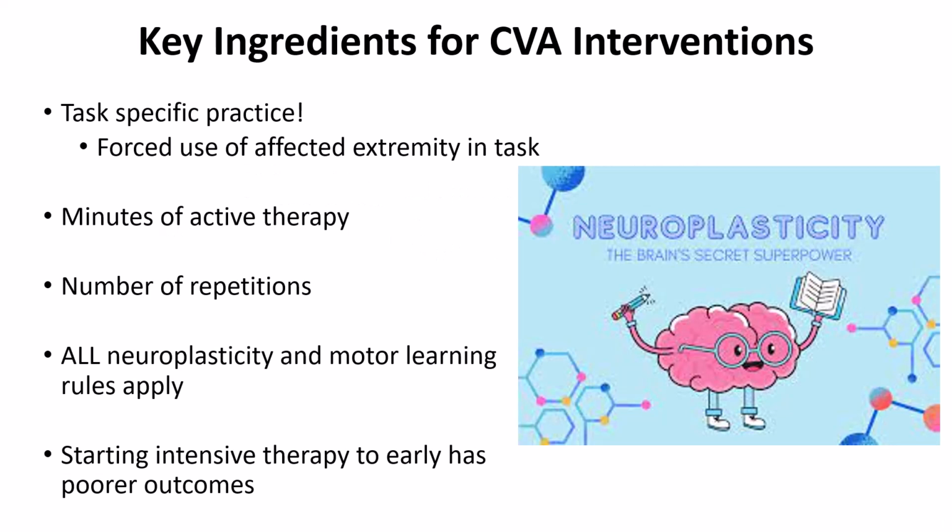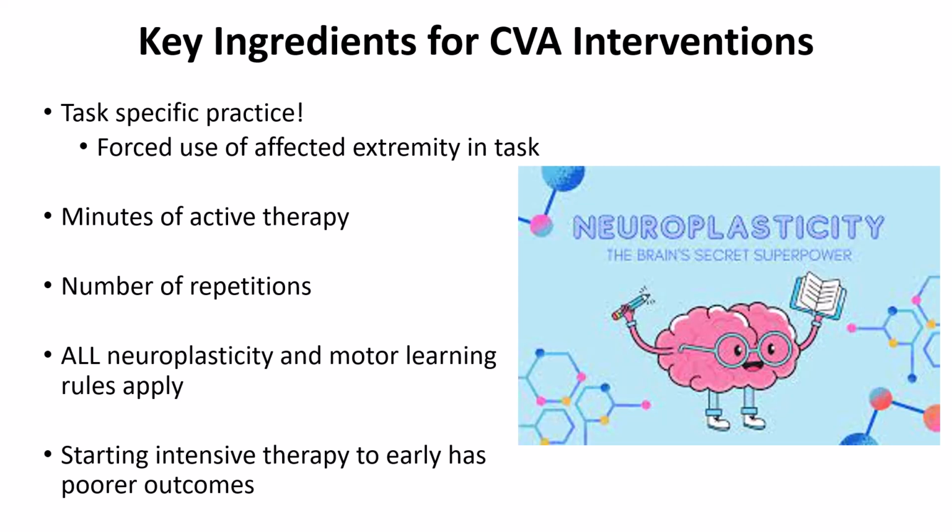As we've talked about before, there are some key ingredients for designing CVA interventions, and that is to take advantage of all of the neuroplasticity rules that we've talked about before. Use it or lose it, task-specific practice, salience matters, expectation matters, all of the things that we've talked about. Use it and improve it.